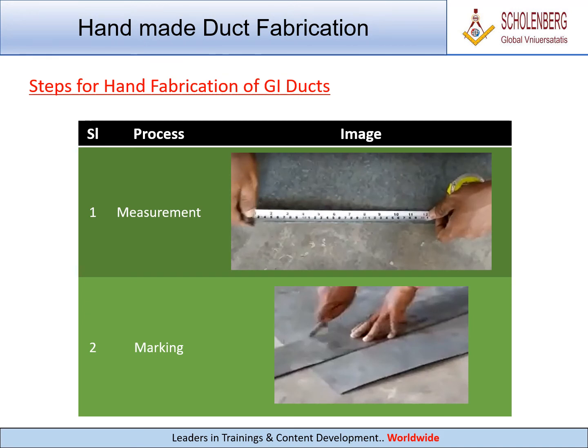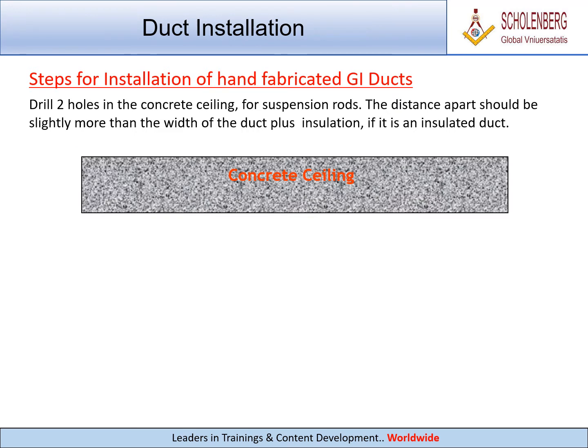Steps for hand fabrication of GI ducts. 1. Measurement. 2. Marking. Steps for installation of hand fabricated GI ducts. Drill 2 holes in the concrete ceiling, for suspension rods. The distance apart should be slightly more than the width of the duct plus insulation, if it is an insulated duct.